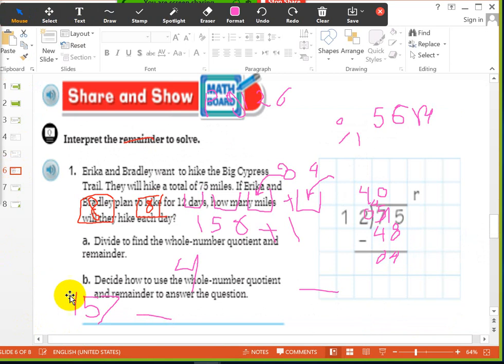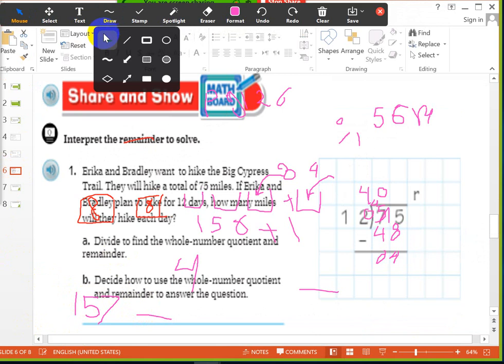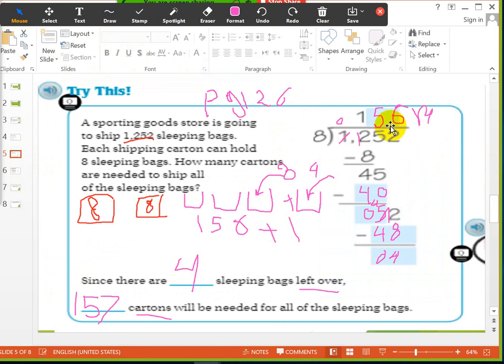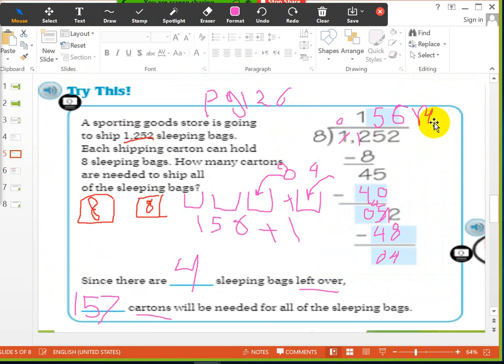Now page 127. Okay, Lana, look, I will return. I have only 156, but there are 4 sleeping bags. There are 4 sleeping bags. I will leave these 4. I have to put them in a carton, right?